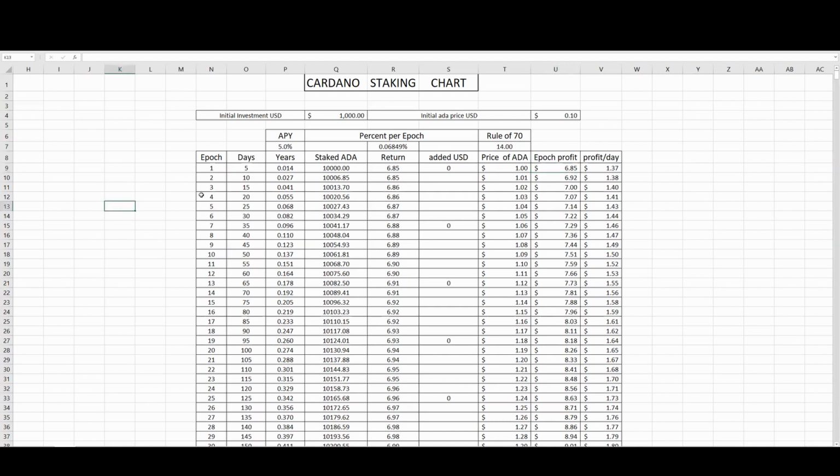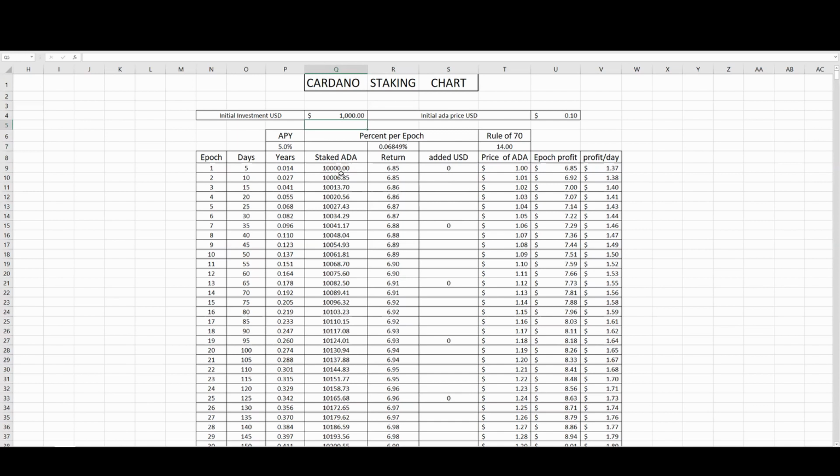So the important equations you need to set up to make this chart is here in the staked ADA table. You need to add the previous staked bag size with your return, and then plus the multiplication of any added US dollars with the current price of ADA. So I have this column set up to not be ADA, because over long periods of time, the price of ADA will fluctuate. So it's not easy to say I want to add 100 ADA every month, because 100 ADA could be worth $1,000 or it could be worth $10.